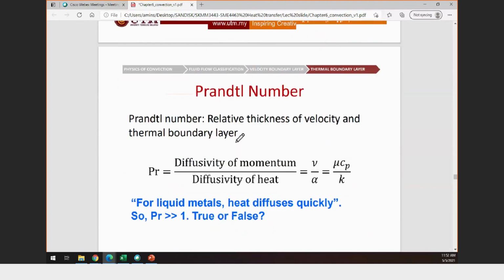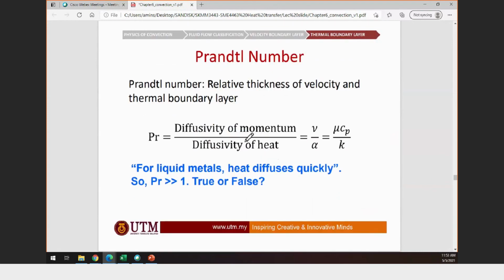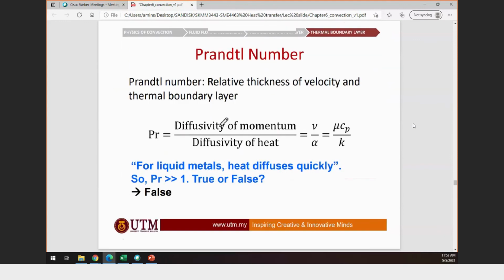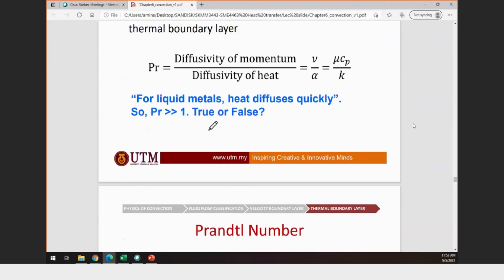So what is the Prandtl number actually? Let's say you calculate the Prandtl number. What does it mean? Based on the definition, the Prandtl number is how well the velocity diffuses compared to how well the heat is diffused. Diffuse means absorbed into that particular fluid. For example, for liquid metal, heat diffuses quickly, so the Prandtl number is very large, larger than 1. Is it true or false? It's false.